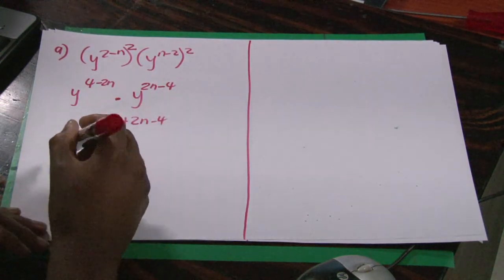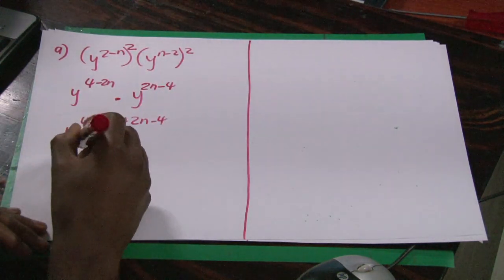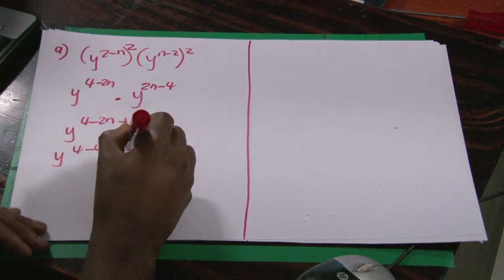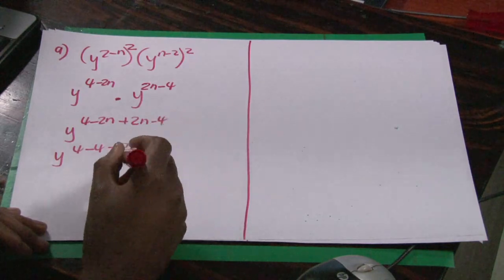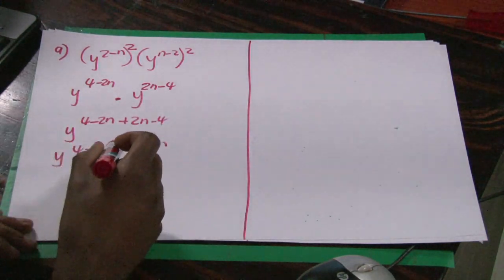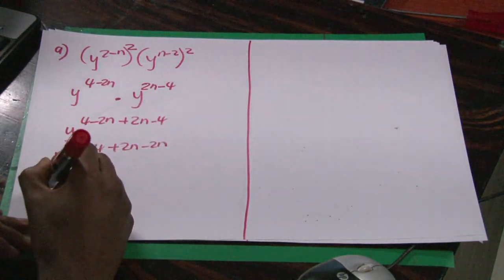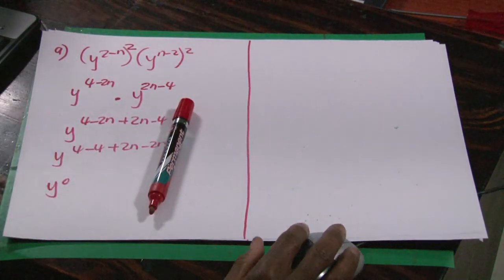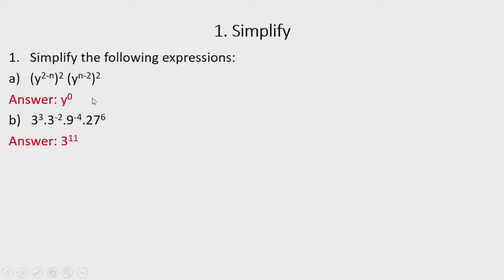Then you collect the like terms. You have y to the power 4 minus 4 plus 2n minus 2n. 4 minus 4 is 0. 2n minus 2n is 0. So y to the power 0. That's how you got the answer there, y to the power 0.